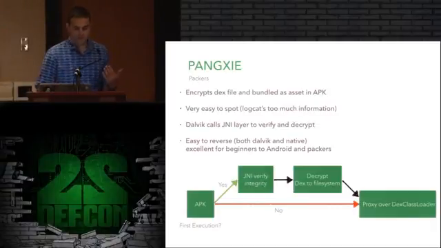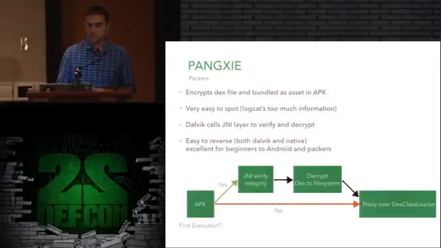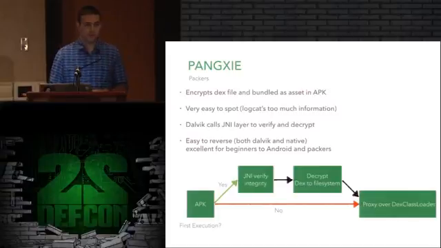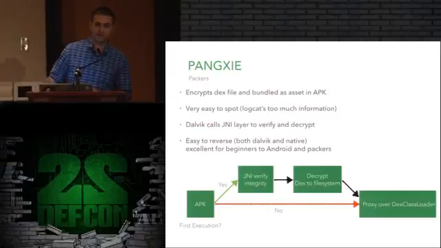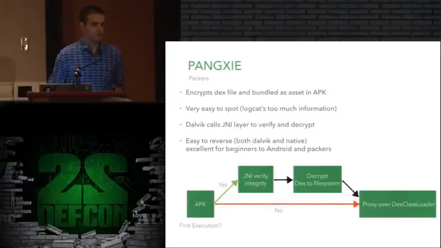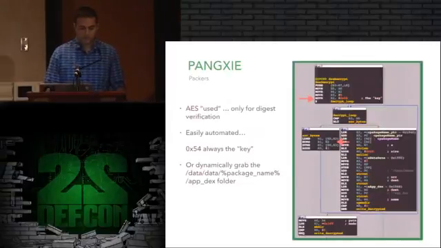But after it's done this once, it just keeps this in memory, or no, excuse me, this one actually also drops it onto the file system, so you can always just grab it there. On the second execution, it's already unpacked it. It's on the disk, so it's just going to load it directly, and it proxies everything over using the DEX class loader, which, if you're familiar with Java, is the same thing as the Java class loader. So AES, again, is used, but it's only for the digest.